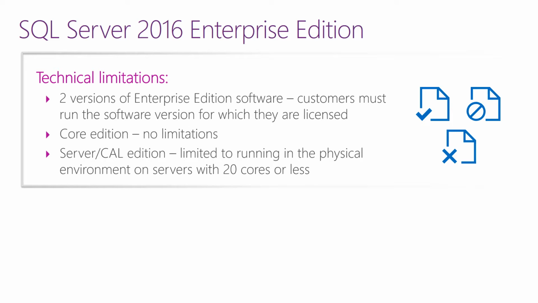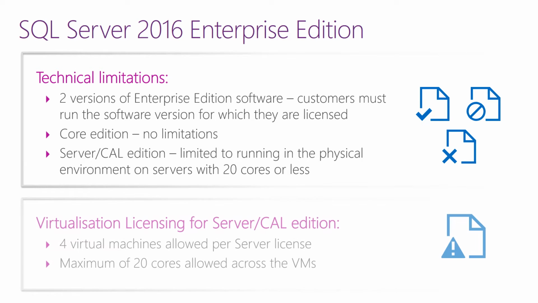There are also some differences and limitations when using SQL Server 2016 via the Server CAL model in a virtual environment. The first one is that each SQL Server license allows 4 virtual machines to be run on that server. You'll note that this is different than when you license SQL Server Standard via this model. That gives just 1 VM per license. And that 20 core limit is back again. This time as the maximum number of cores allowed across all the virtual machines being run on that server.